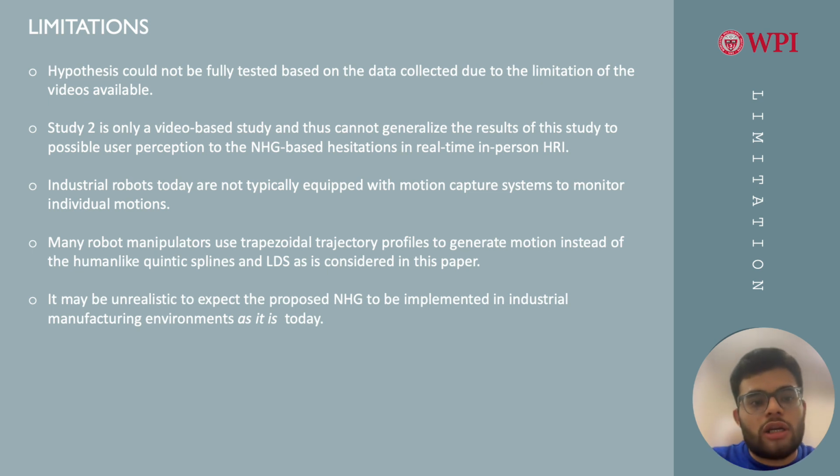Today, industrial robots are not typically equipped with motion sensors such as those used in this study, such as the 7 motion sensors that were used to capture the motions of the entire hand in a detailed manner. Many robot manipulators do not use the quintic splines and the LDS as we have considered in this paper, which are very much human-like, but instead use trapezoidal trajectory profiles to generate motion. Keeping all these points in mind, it may be unrealistic to expect the proposed energy to be implemented in an industrial manufacturing environment as it is today.